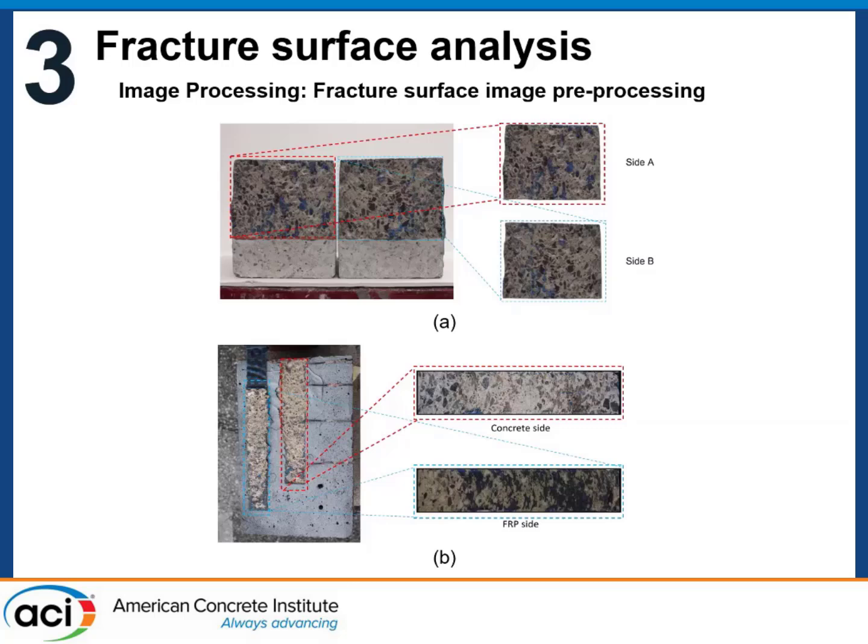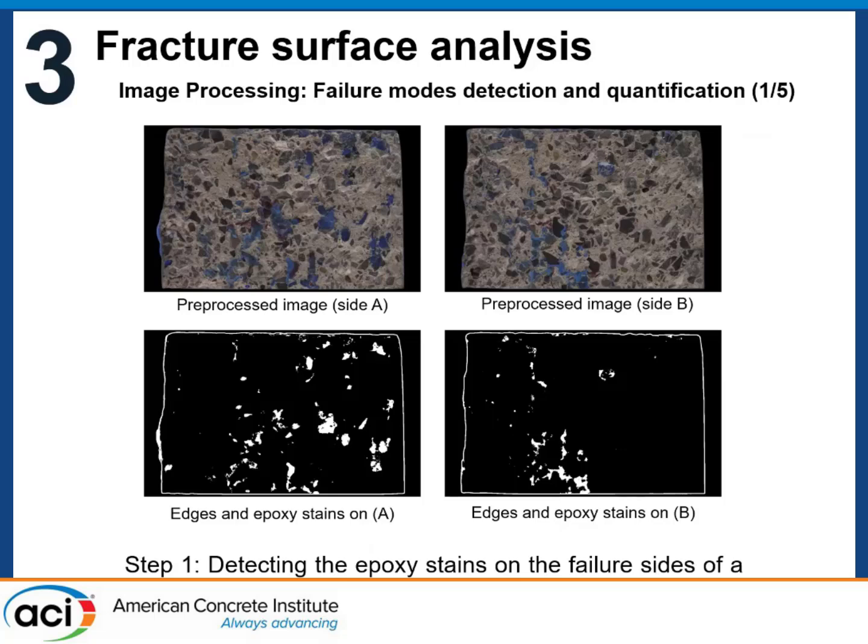Same thing with your single lap shear test. When you look at the surface on the concrete block and on the FRP, you are looking at a combination of areas where you might have epoxy. And this is what, as an image, is being processed to dig into this information. So, for example, here are two pre-processed images. Here are the same two images where the locations of the epoxy have been identified.